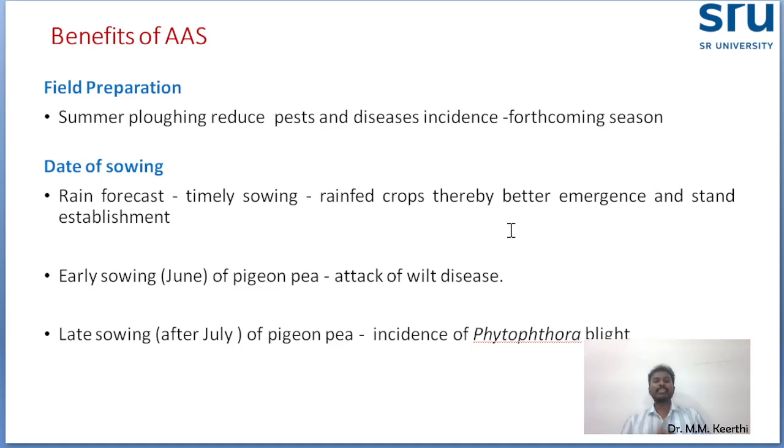Okay, second thing, date of sowing. Based on the weather forecasting, particularly rain forecasting, we decide when to sow. For example, if the forecast says rain on June 10th, then we can sow on June 9th. So the time of sowing can be decided for better crop establishment and population maintenance. So some examples are given.